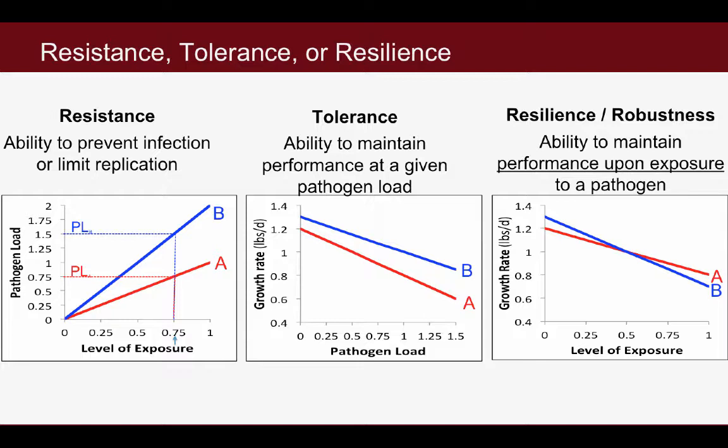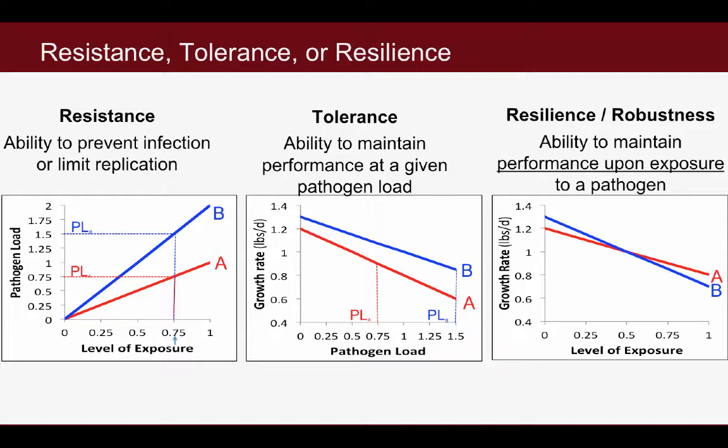Whether animal A performs better in a given environment than animal B then depends on the difference between A and B in performance in a clean herd, which is the intercept of these lines in the resilience graph. It also depends on their difference in resilience, in other words, the slope of performance on level of exposure, and on the level of exposure. Based on this, using 0.75 as the level of exposure, animal A would be preferred because its performance at that level of exposure is better than that of animal B.